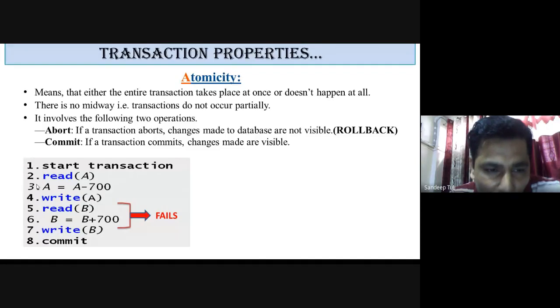Automatically aborting will be there, or something we need to do? Automatic aborting will not be there actually. This needs to be maintained by the programmer, by the database administrator only. Something should be there in order to ensure that if somehow a transaction fails in between, some kind of statement should be there so that it can be rolled back to the previous state.